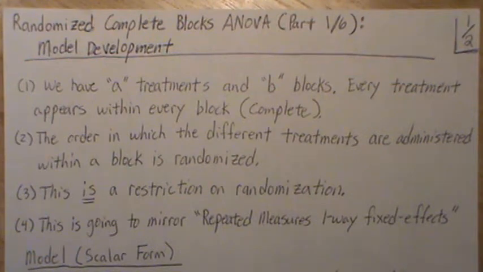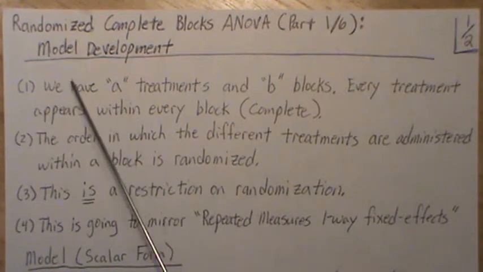Hello, this is the next video in a playlist that I'm calling General Linear Models, Design of Experiments. And we're going to start another little mini-series, a 6-part mini-series on randomized complete blocks ANOVA. In this first one, we're going to deal with model development.